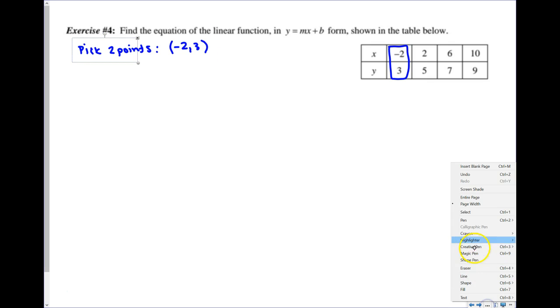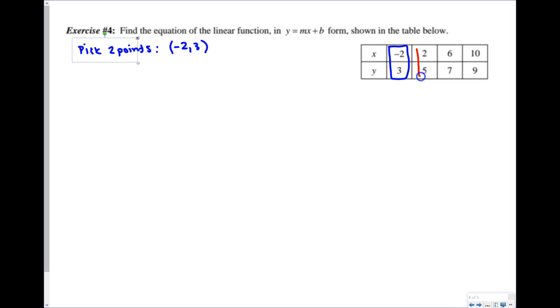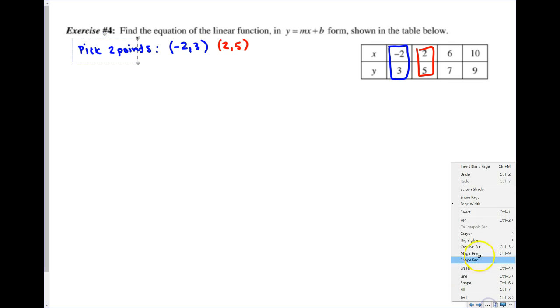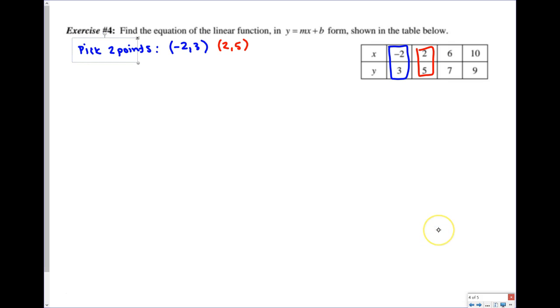And we're going to pick a second point. Let's just pick the one next to it, 2, 5. There, I've picked my 2 points, and I'm going to do the exact same thing I did in exercise 3 in this problem. So I'm going to write my 2 equations in y equals mx plus b form.